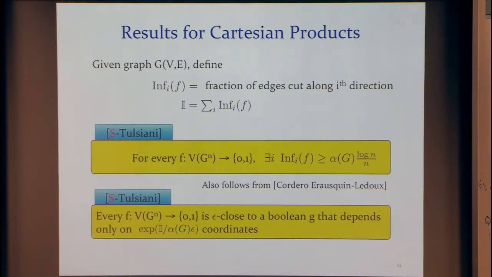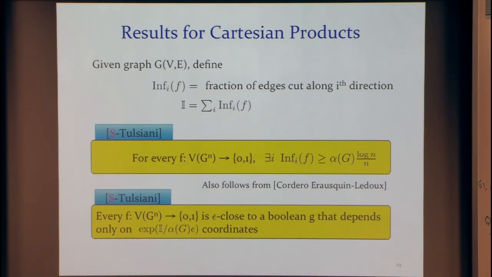We are working over the n-fold Cartesian products of graphs. You define the influence of the ith coordinate as the fraction of edges cut along the ith direction. Then we can say that for every balanced Boolean function, there in fact exists a coordinate where the influence is large, where the fraction of edges cut along the ith direction is at least log n by n. And for every Boolean function with small total influence, there exists another Boolean function which is epsilon close, that depends only on very few coordinates.